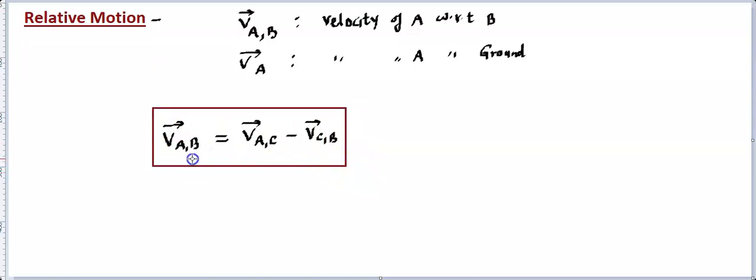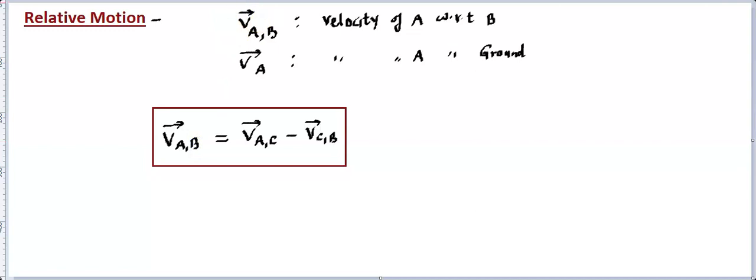So whenever we need to find the relative velocity of any object with respect to any platform, what we need to do is choose another platform, find the velocity of that object with respect to it, and subtract vectorially the velocity of that new frame of reference which we have chosen, with respect to the old frame of reference. Alright, so that's the general formula.